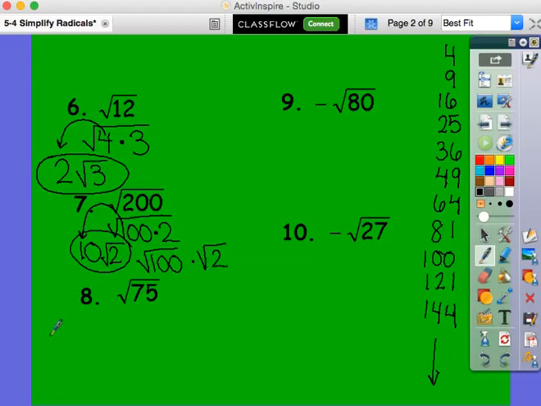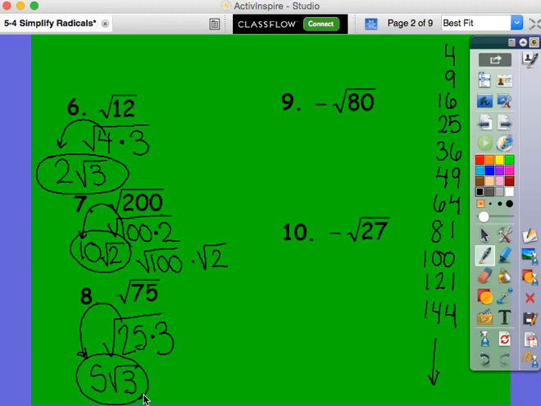Okay. All right, number 8, square root of 75. Is that a perfect square? No. So we're going to break it down. What's the number off my list that can go into 75? 25 times 3. Very good. Who gets to come out of the radical? 25. He comes out as a 5. And what's left inside? 3. 5 square roots of 3.